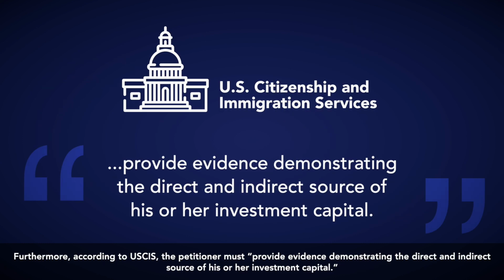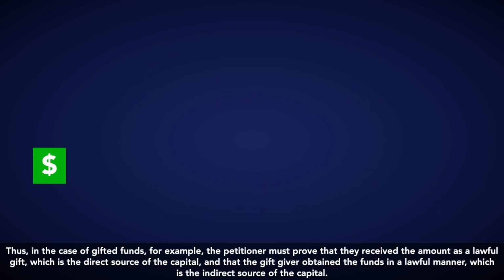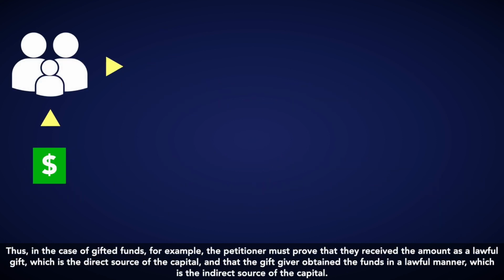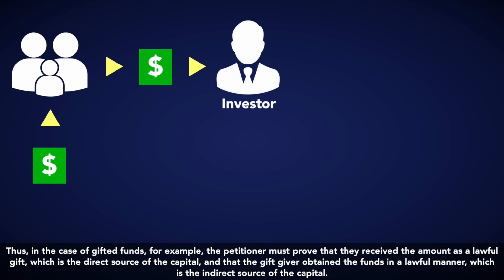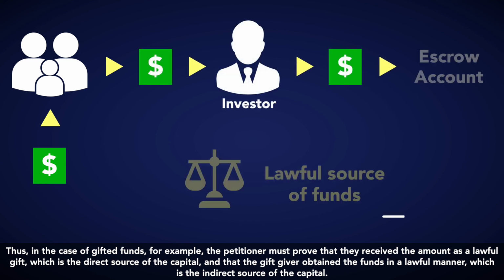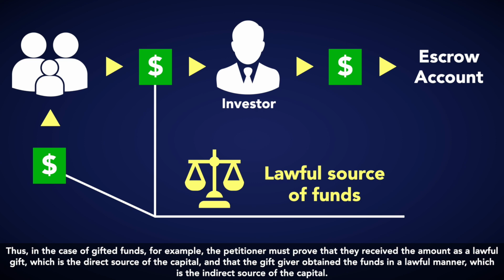Furthermore, according to the USCIS, the petitioner must provide evidence demonstrating the direct and indirect source of his or her investment capital. Thus, in the case of gifted funds, for example, the petitioner must prove that they received the amount as a lawful gift, which is the direct source of the capital, and that the gift giver obtained the funds in a lawful manner, which is the indirect source of the capital.